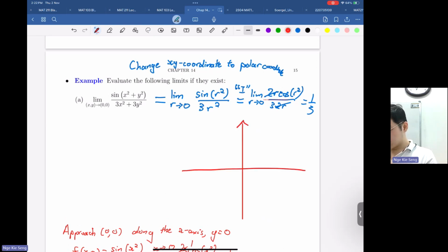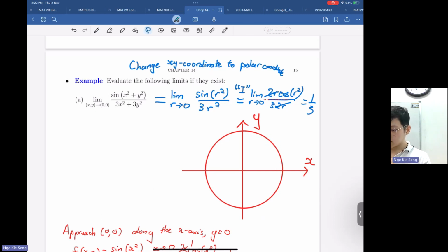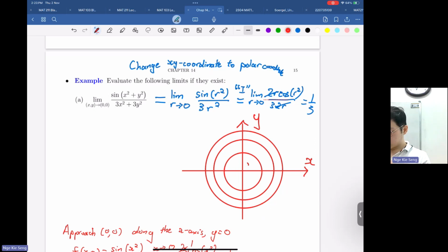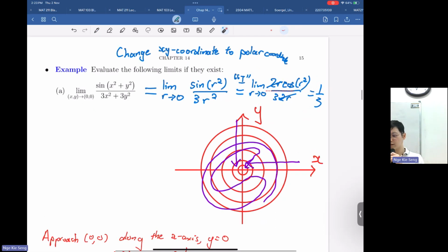Okay, so you study your domain x, y. What I do when I change to polar coordinates is I look at the radius getting to zero, approaching the origin. Why do I do this? Because I want to look at all the possible paths to the origin. You can spiral to the origin. As long as the limit of the radius goes to zero, you will get the same limit. This is what the calculation tells you.